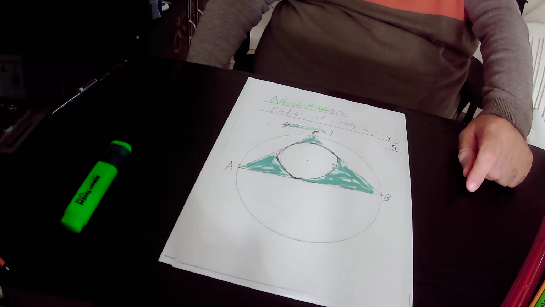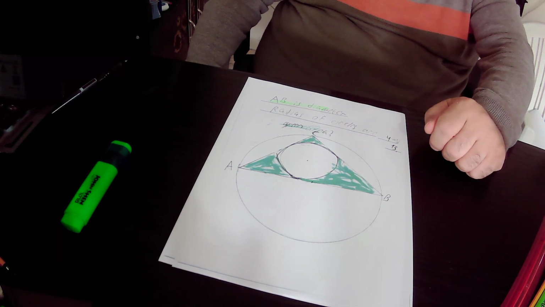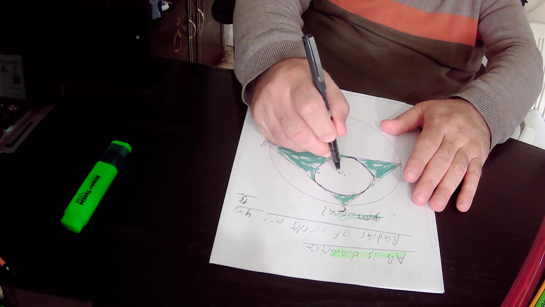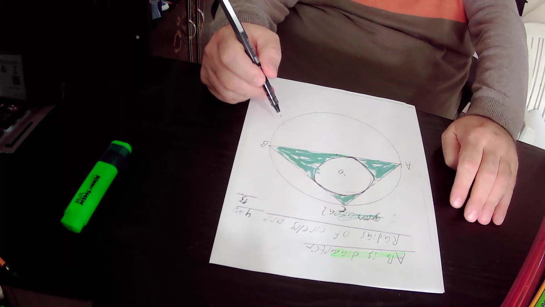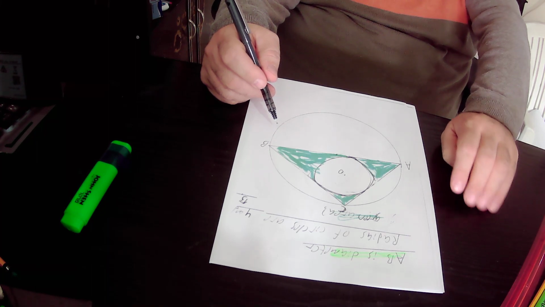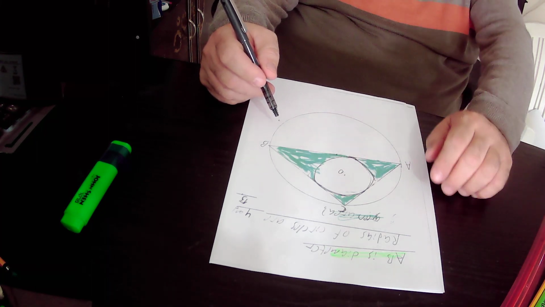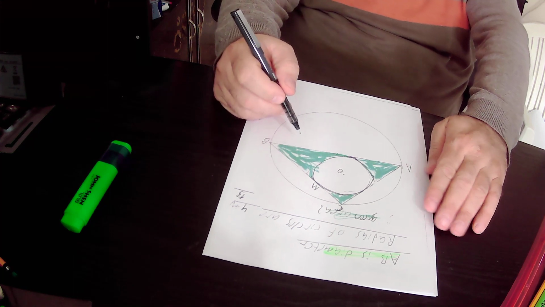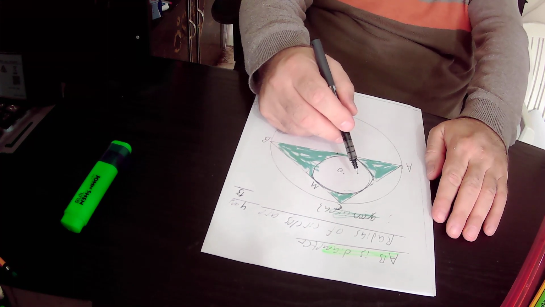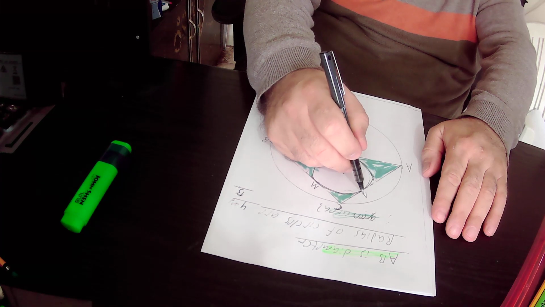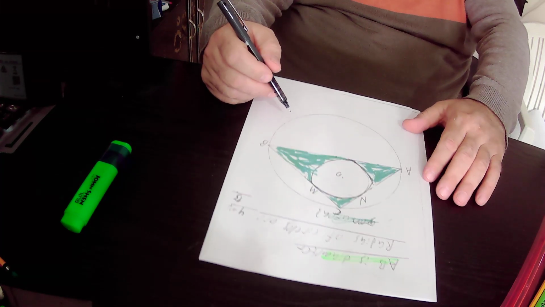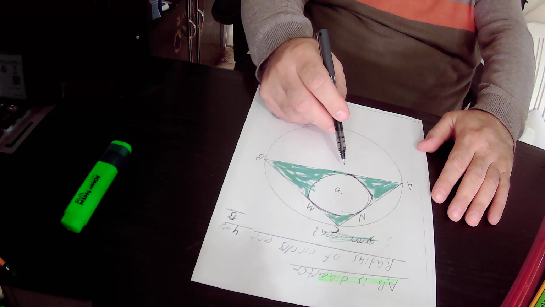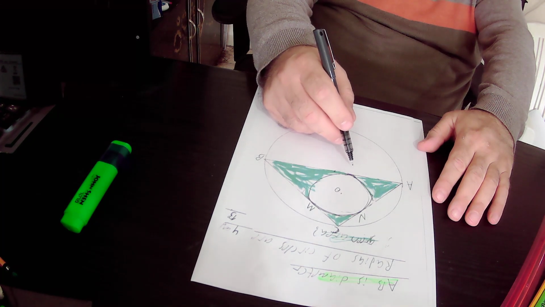So first of all, we will define the center of the small circle as point O. We will define the point of tangency of tangent CB with this small circle as M. We will define the point of tangency of tangent AC with this small circle as N. And we will define the point of tangency of tangent AB with this small circle as L.